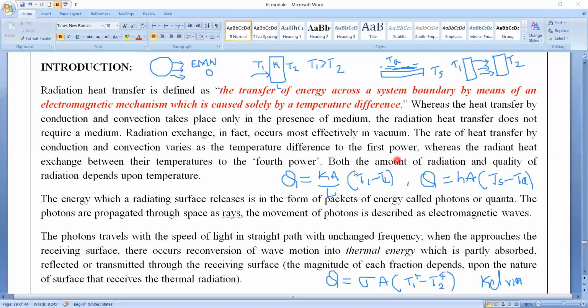That's why I mentioned here that radiant heat exchange varies with the temperatures to the fourth power. Both the amount of radiation and the quantity of radiation depend on the temperature. I hope this is clear.